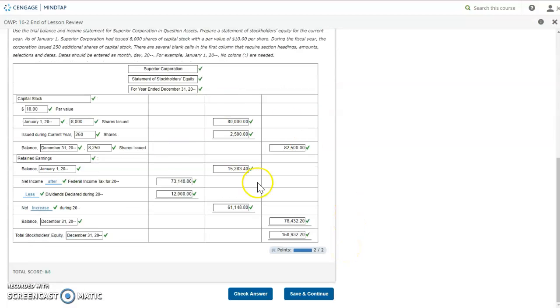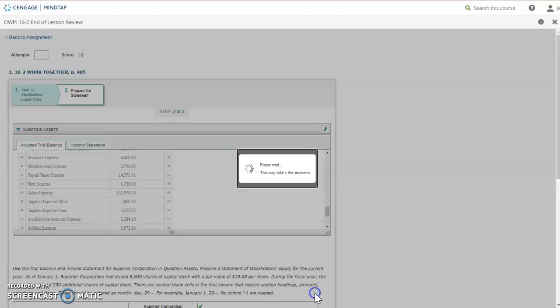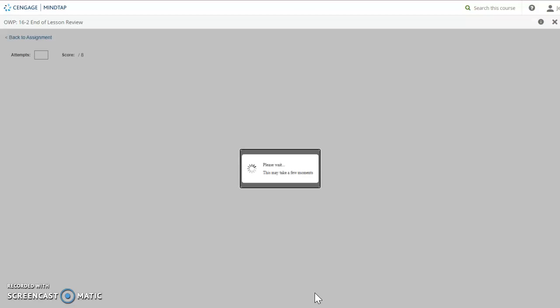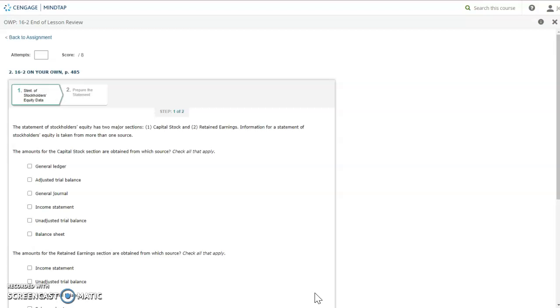I would say the biggest thing on our statement of stockholders' equity is, like I said, it's important that you know where to get your information, where your numbers that you're plugging in are coming from. Okay, I'm going to save and continue, and you now can complete the 16-2 on your own.